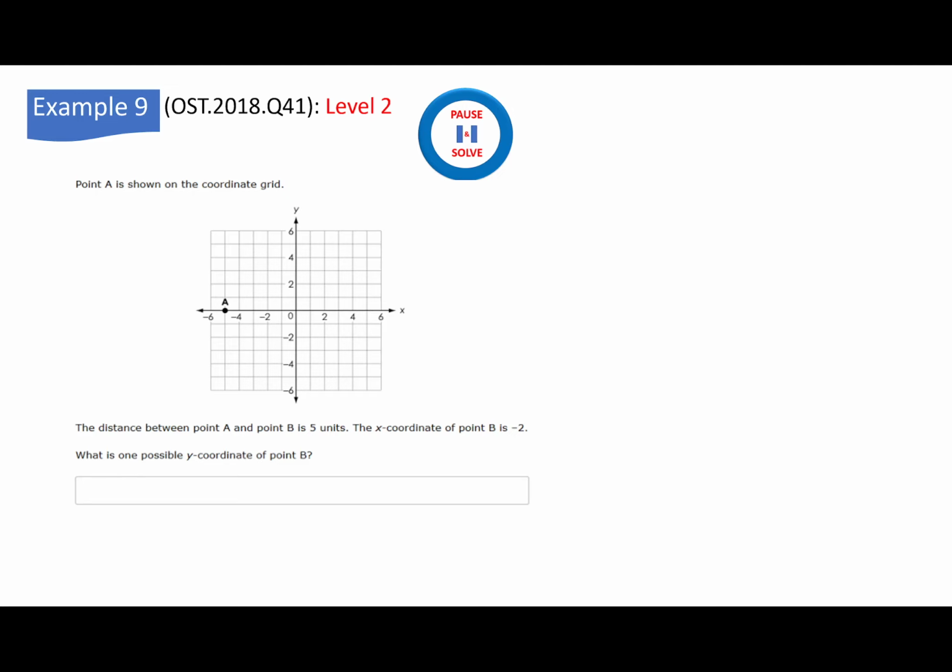Example 9. This is an interesting example. Port A is shown on the coordinate grid. That's A. The distance between point A and point B is 5. Now, what do I know about point B? The x-coordinate of point B is -2. So B should be on this line somewhere.